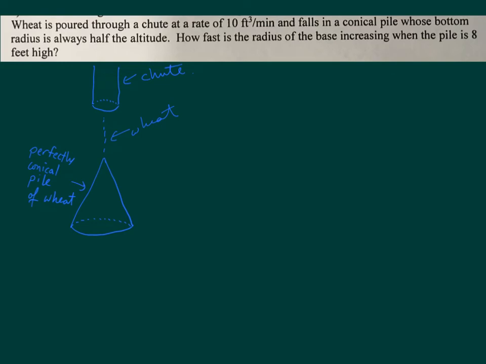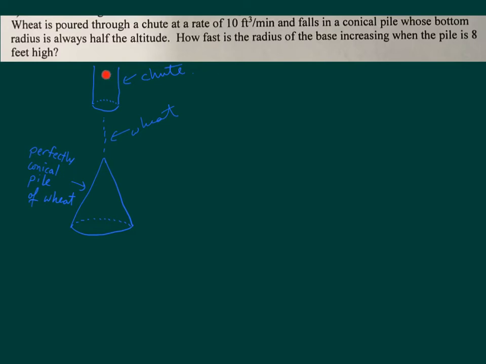Last one for this video. We have this problem: wheat is poured through a chute at a rate of 10 cubic feet per minute and falls in a conical pile whose radius is always half the altitude. How fast is the radius of the base changing, I guess increasing, when the pile is 8 feet high?